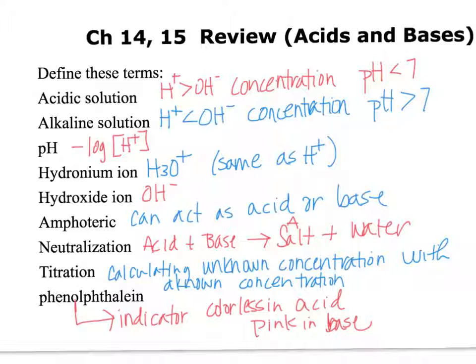If a substance is amphoteric, that means it can act as an acid or a base. We used a couple of examples in class, but the most common example is actually water, because it can act as an acid or a base depending on what it's reacting with. A neutralization reaction is when you have an acid plus a base and it yields a salt and water.